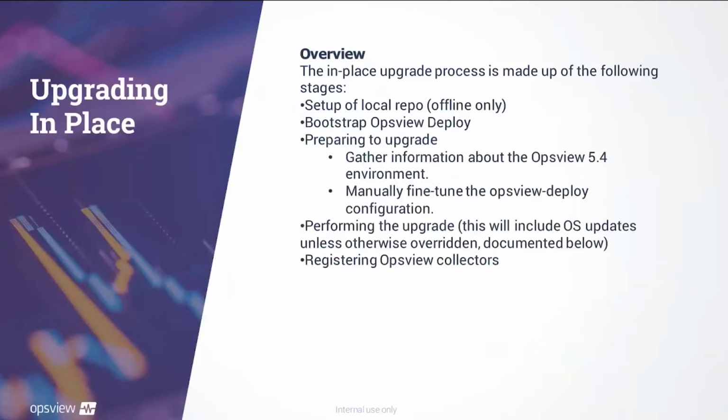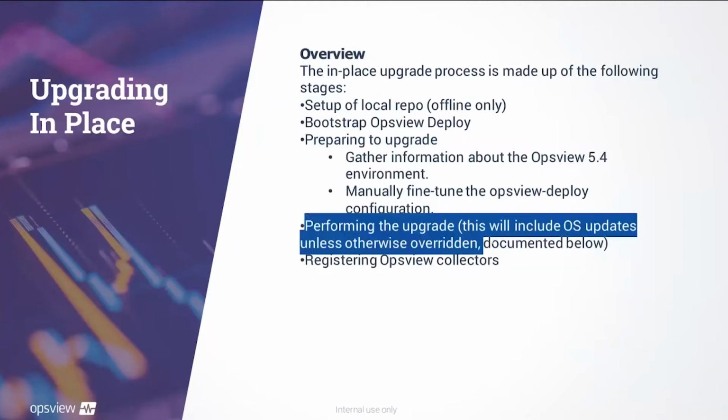The in-place upgrade is essentially a 6-step process where we either set up a local repo or add in the new Opsview 6 repo. We grab and download our Opsview deploy script, and then we prepare the upgrade. So we gather some information about our Opsview 5.4 environment, and then we've got an opportunity to manually fine-tune all of that before we actually kick the upgrade off.